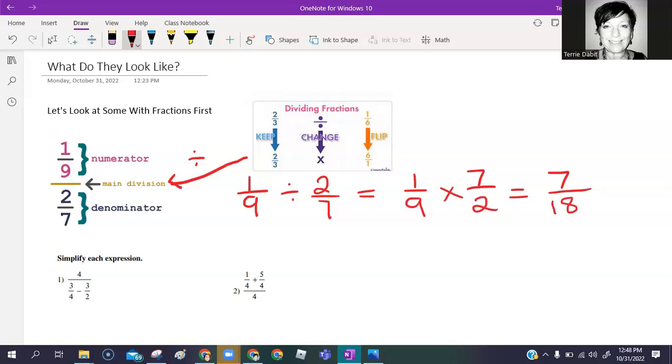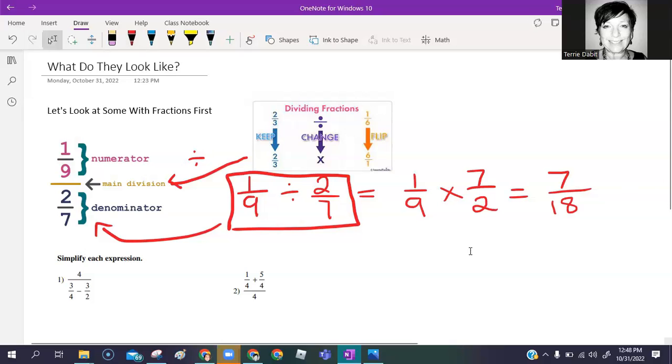I think it's easier to see it written horizontally, written this way, instead of vertically, which is how they have it over here. So you write out the problem, keep, change, flip, and then do what it says. I have a couple examples here that are just showing fractions. We're going to do some with just fractions first, and then we'll go straight to some that have rational numbers.